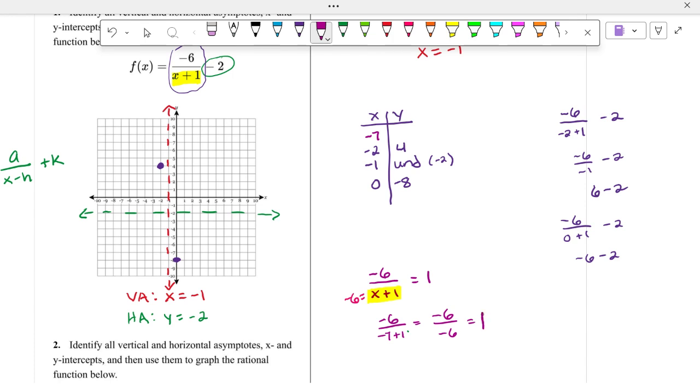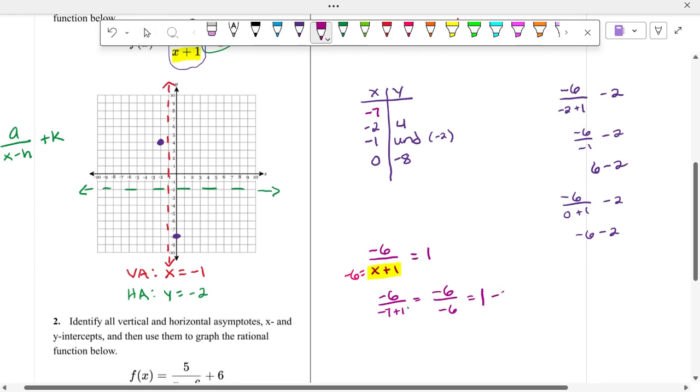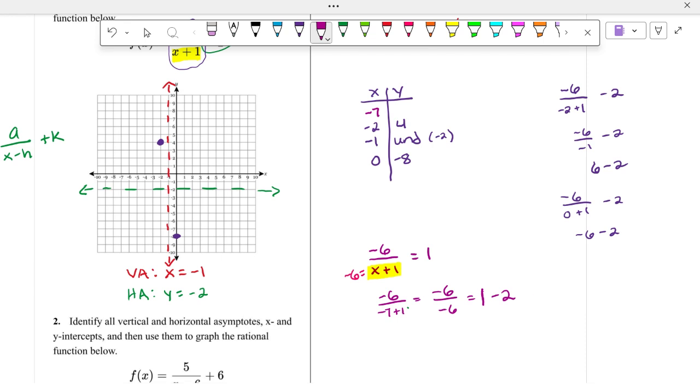Now, that's the first part. And then to get the y, all we've got to do is subtract 2 from 1, which is what? Negative 1. So that's our other point value. So we also have a point at negative 7, negative 1.